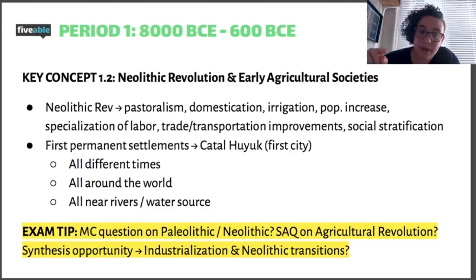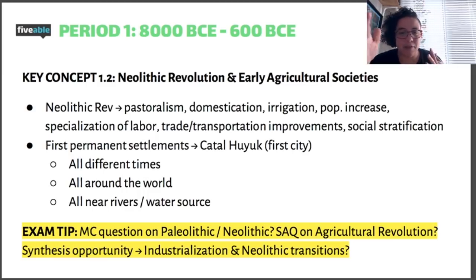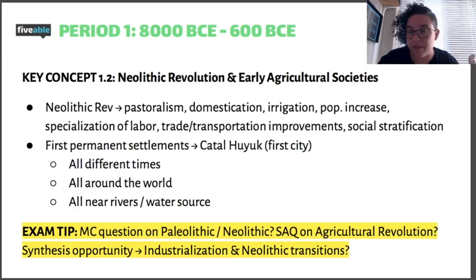A quick exam tip here is that a multiple choice or short answer question about the Paleolithic, Neolithic Revolution is something that you might see. You also could see something around the agricultural revolution, especially as you could compare it to later developments of equal significance, like industrialization, right? In both cases, we have a complete shift in how we live, and it's for better and worse, and you could compare that. So that's something else I wanted to point out to you.